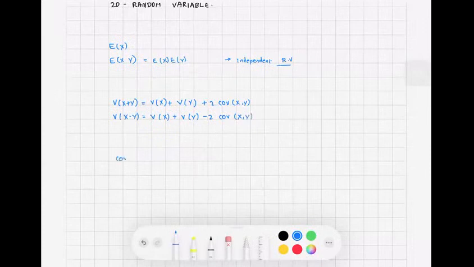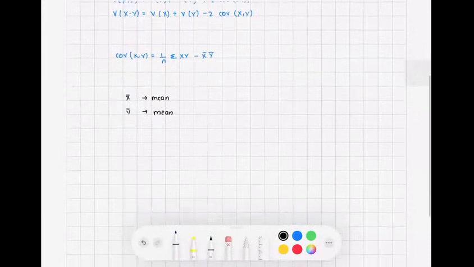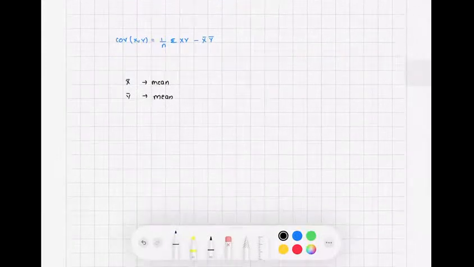So covariance is 1 by n summation of xy minus x bar y bar. Okay, so what this means is, here your x bar, y bar is the mean of the random variable x, the mean of the random variable y. So n is the number of values which x can take or y can take. So I will show a simple example for this.